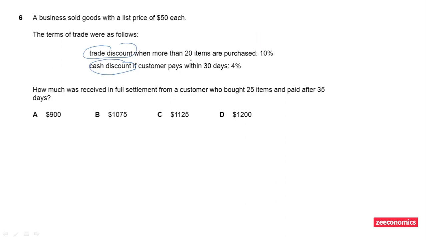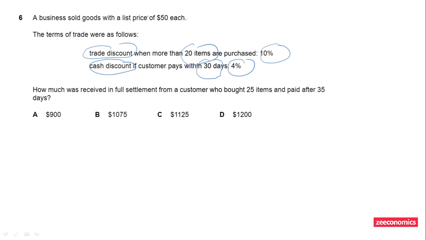Trade discount only applies when the customer bought more than 20 items, and the discount that will be given is 10%. As for cash discount, it only applies if the customer pays within 30 days, and the discount that will be given is 4%. Let's take a look at the question itself.